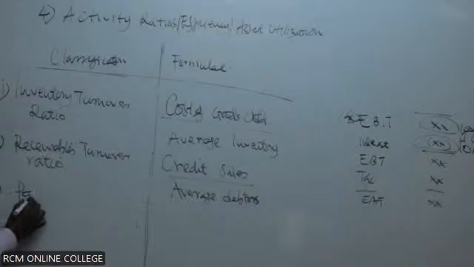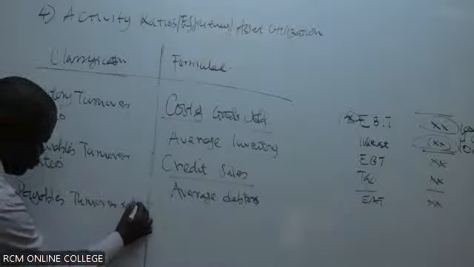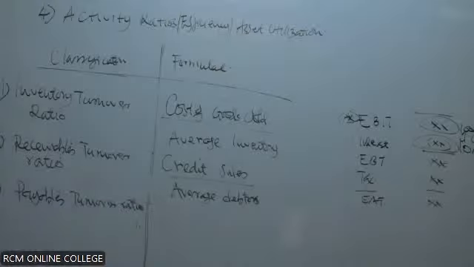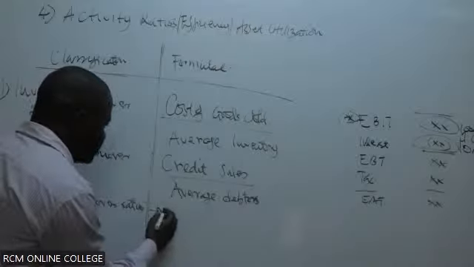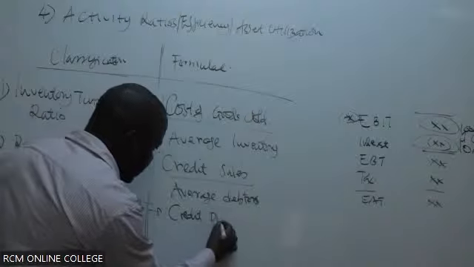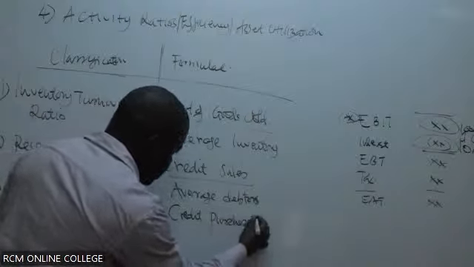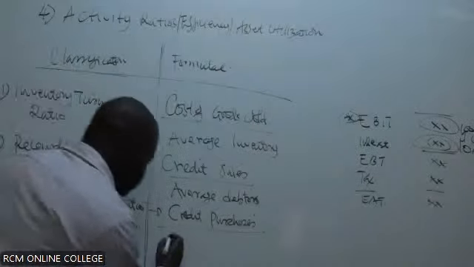Then number 3, now we have at the other end, the payables turnover ratio. So payables will arise when you do what? You purchase on credit. So for this formula, we'll take credit purchases. We divide by, in this case, what? The average creditors, or the average payables.